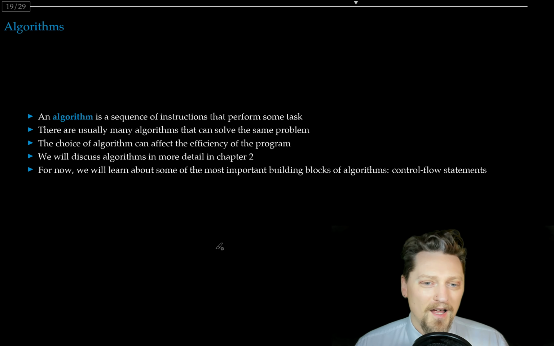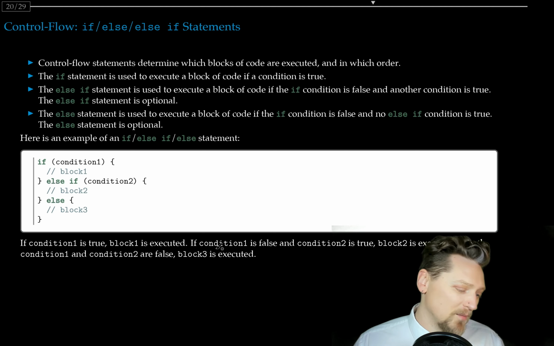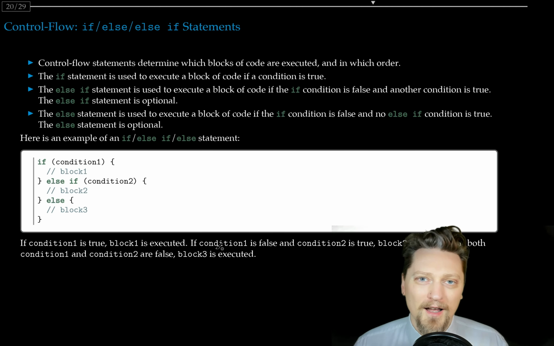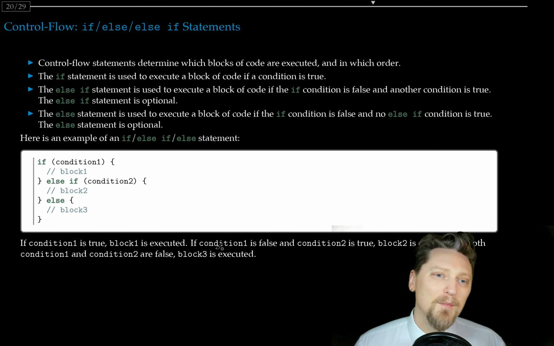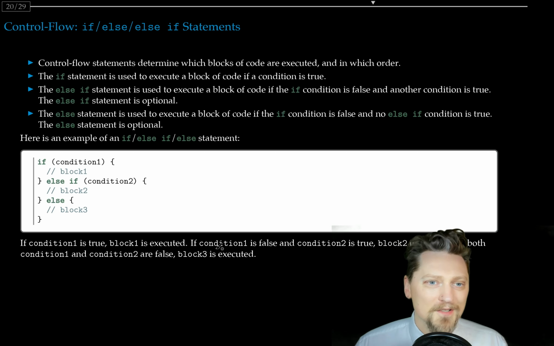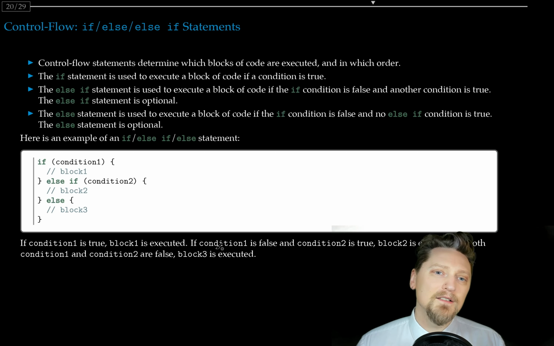We will discuss algorithms in more detail in chapter 2, but for now we will learn about some of the most important building blocks of algorithms: control flow statements. Control flow statements determine which blocks of code are executed and in which order. So if you're going to implement any algorithm, you're going to have to be able to use these types of statements. The first one we're going to start off discussing is the if, else, else-if statements.